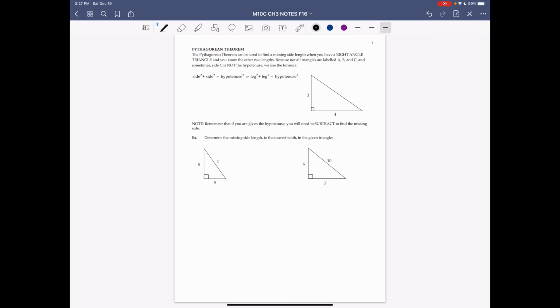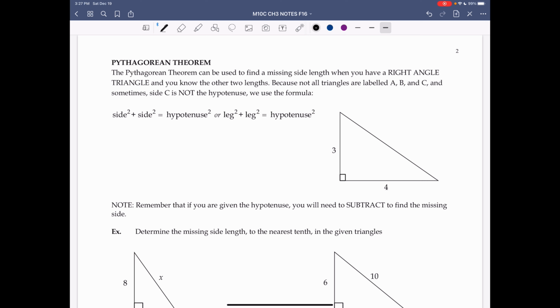Pythagorean theorem. The Pythagorean theorem can be used to find a missing side length when you have a right angle triangle and you know the other two lengths. Because not all triangles are labeled A, B, and C, and sometimes side C is not the hypotenuse, we can use the formula side squared plus side squared equals the hypotenuse squared, or leg squared plus leg squared equals the hypotenuse squared. On your formula sheet, it might be a squared plus b squared equals c squared. Just know that whatever the sides are called, c has to be the hypotenuse.